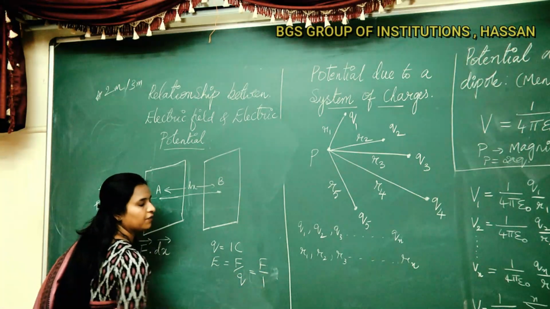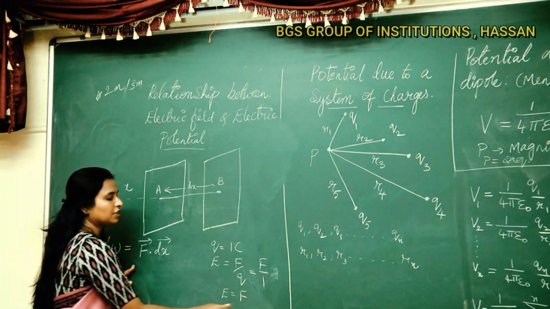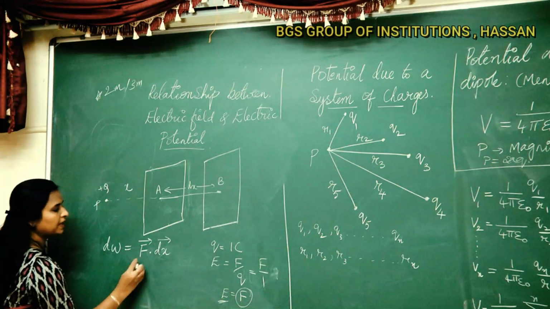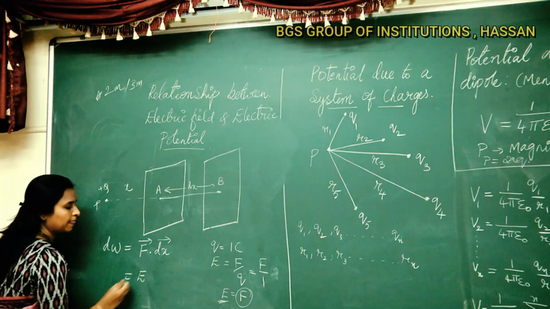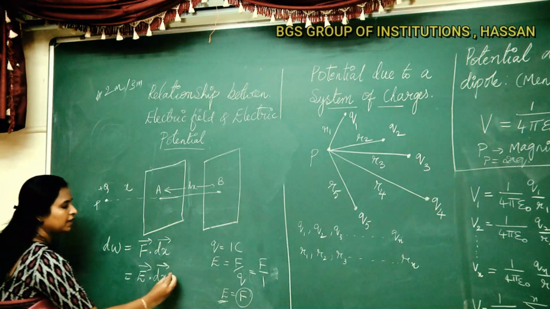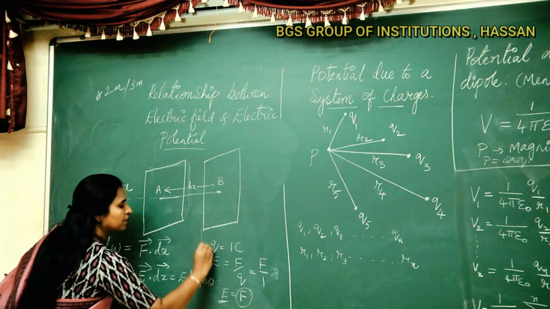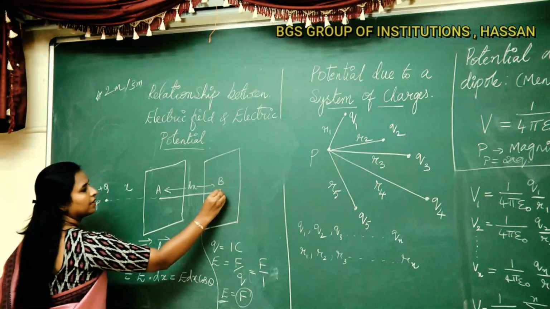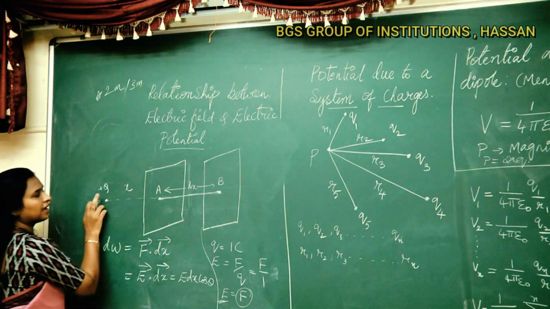F divided by 1. And what happened now? E is equal to F, isn't it? So this force itself is nothing but the electric field here. So I'll replace or substitute in the place of F as E dot dx. Now expand this dot product, we'll get E dx cos theta. And what is the value of cos theta here? Since it is a straight line, isn't it? It's a straight line. Or we are moving parallel to the electric field.